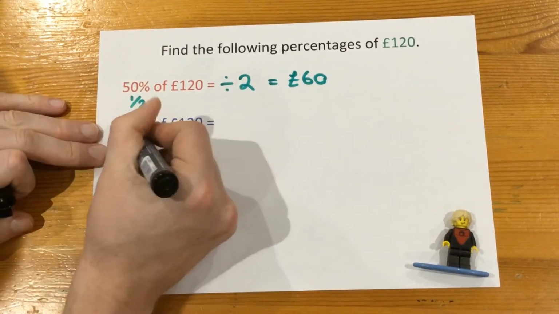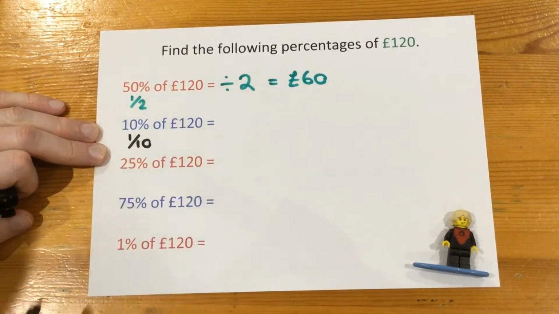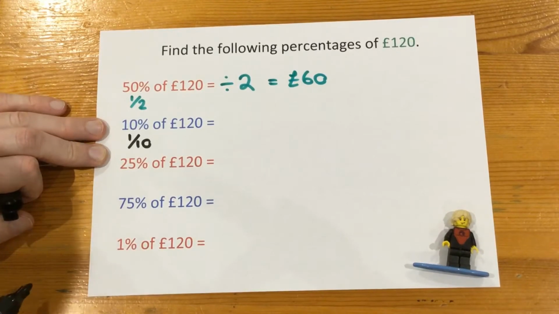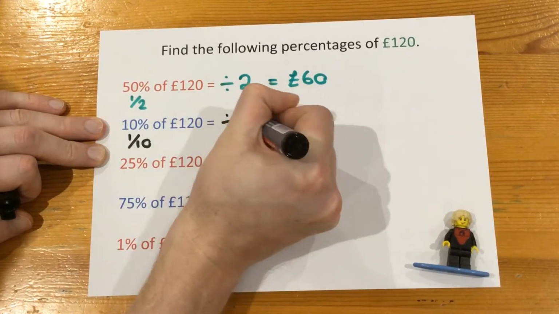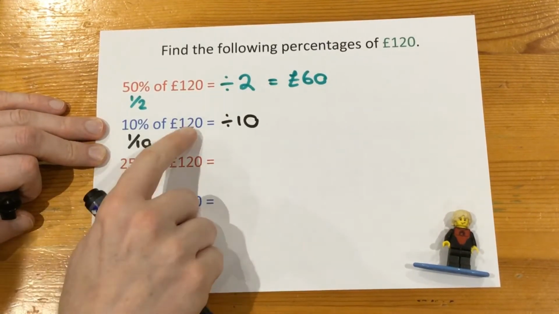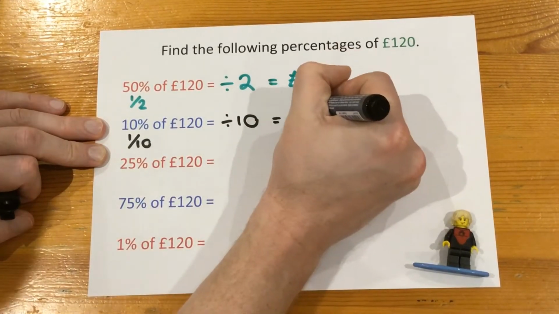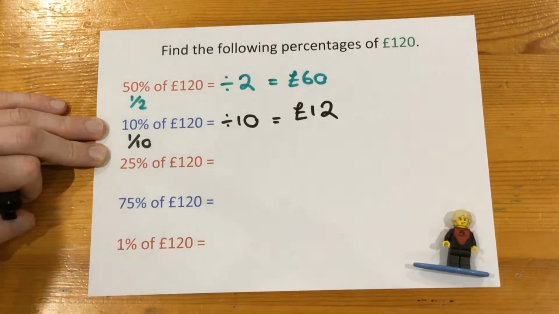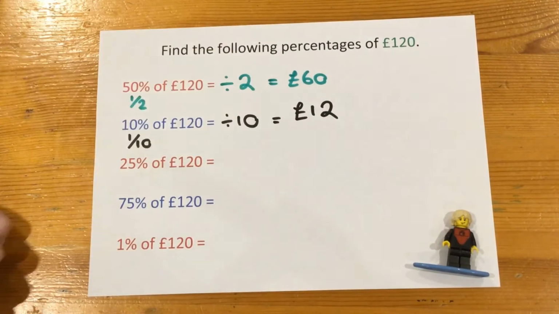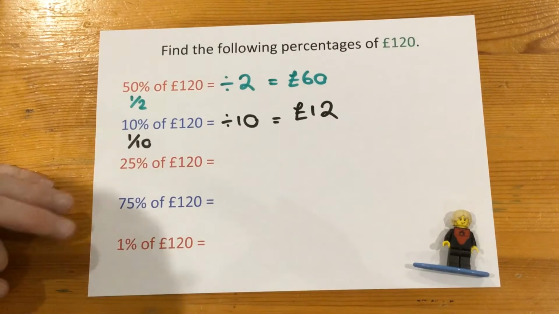10% is the same as 1/10. To find 1/10 of a number, I just have to divide it by 10. £120 divided by 10, shift the numbers once to the right over the decimal point, is £12. 10% of £120 is £12.